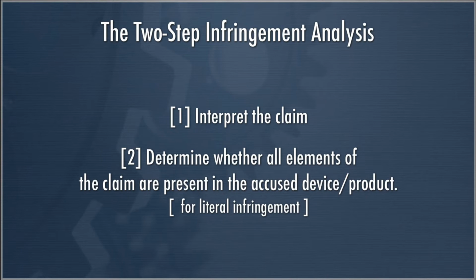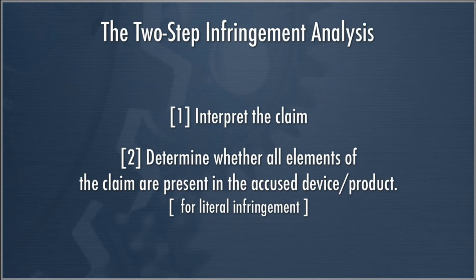There's a two-step infringement analysis, just to get ahead to our enforcement, right? If you're going to determine whether somebody infringes your patent claim, there's a two-step analysis. One, interpret the claim, right? First thing, got to figure out what the claim means. And then second, determine whether all of the elements of the claim are present in the accused device or product or method, depending on the type of claim, right?